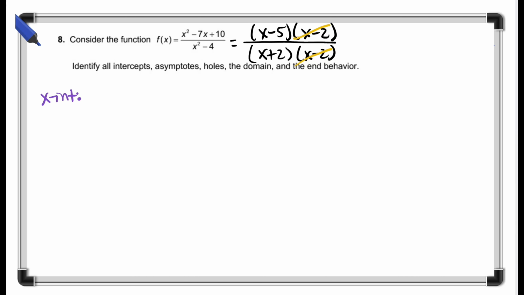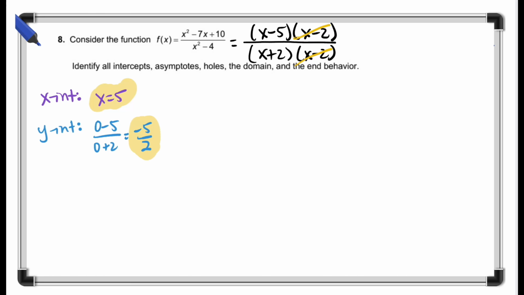So x-intercepts are the zeros of your numerator. So if I take x minus 5 and set it equal to 0, you get x is equal to 5. Or you can write 5 comma 0 as a coordinate. The next thing we want to find out is our y-intercept. So the y-intercept is, if I plug in 0 for x, what would my answer be? So I'm going to have 0 minus 5 and then 0 plus 2, which would get me negative 5 halves.